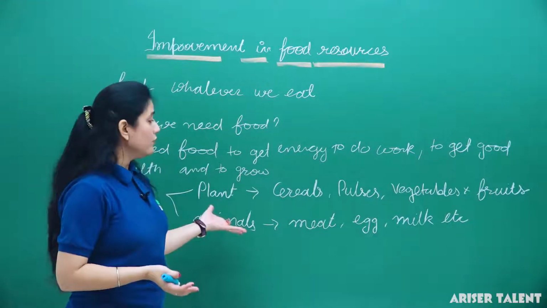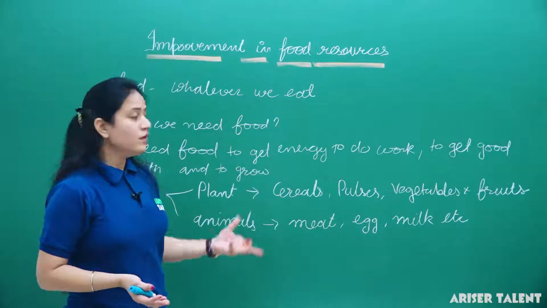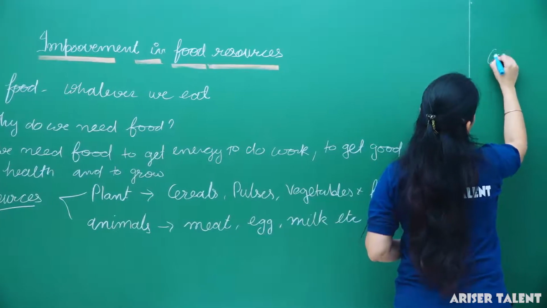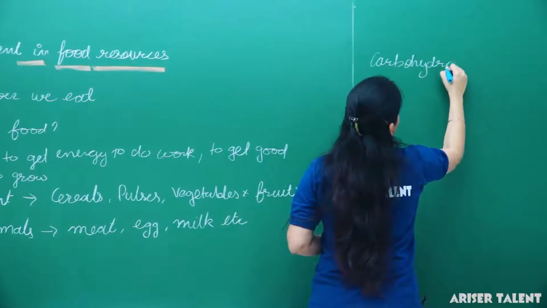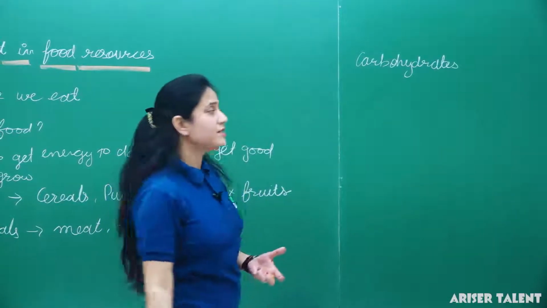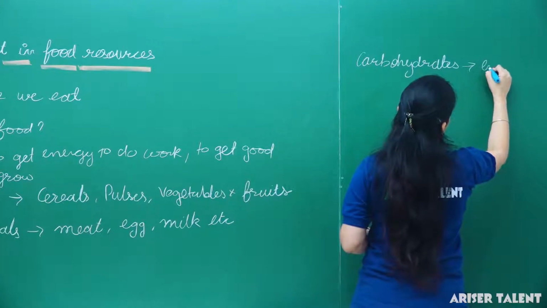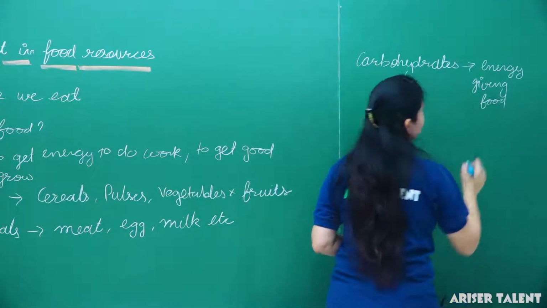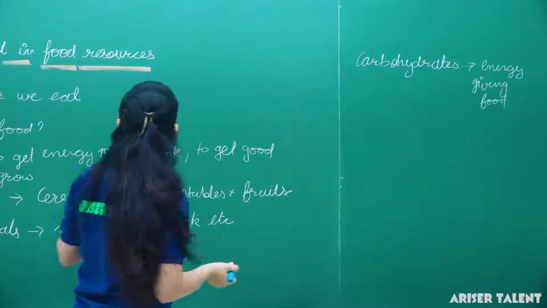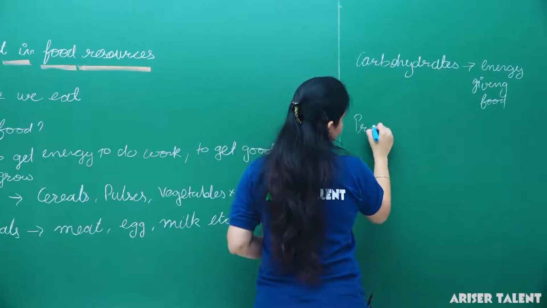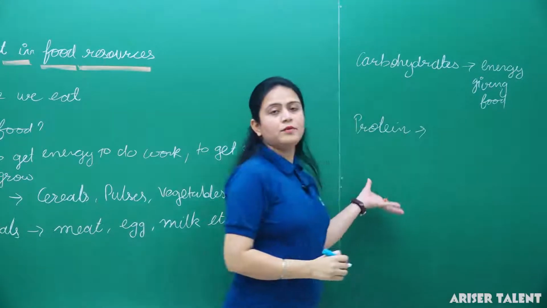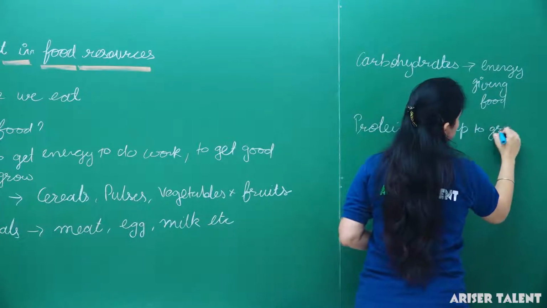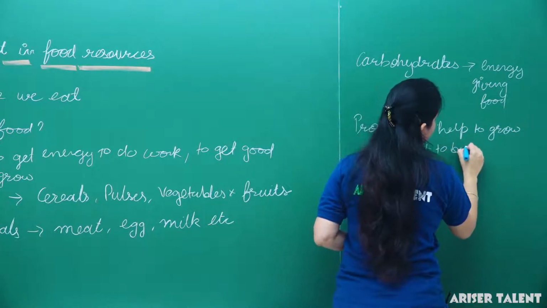Now why do we need this food? We need this food to get energy. Different kinds of food elements give us different nutrients. Cereals are rich in carbohydrates, and carbohydrates give us energy to perform various activities. Pulses give us protein, and protein helps us to grow and to build muscles.